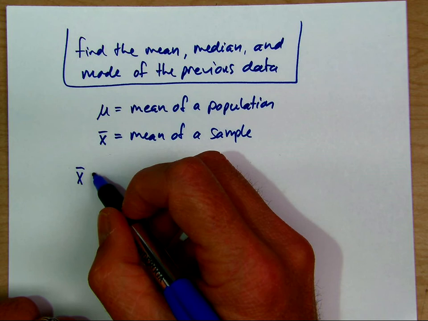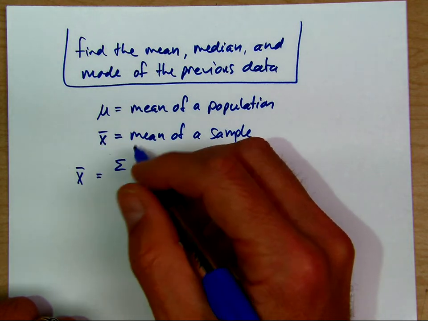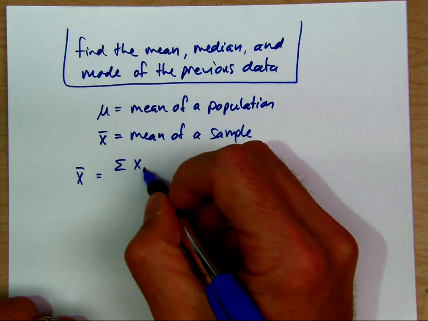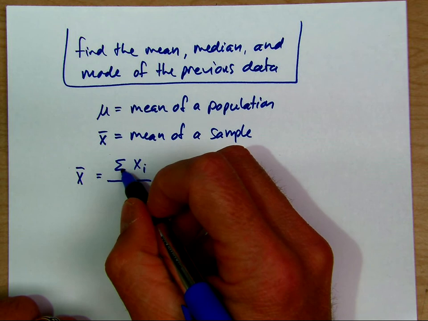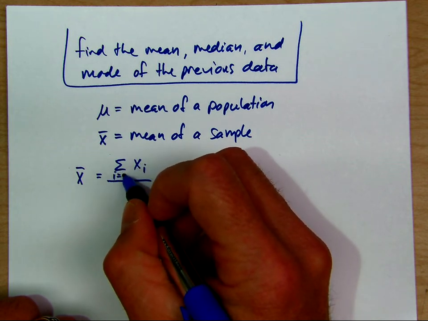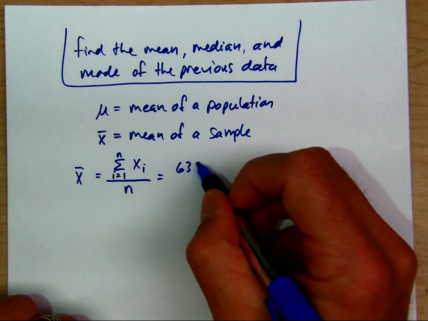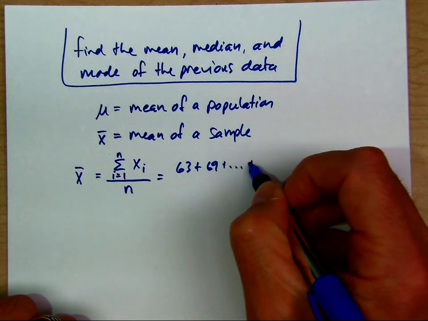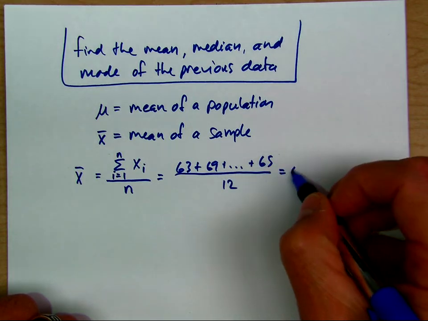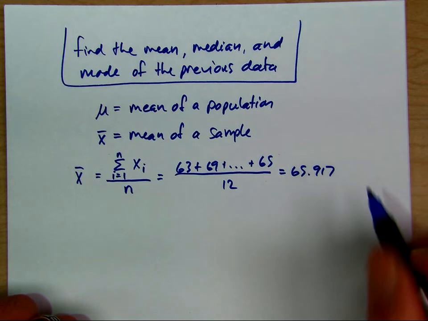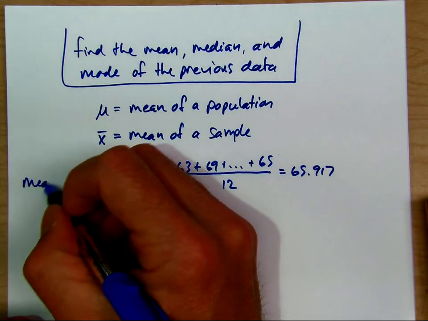So to find the mean, we already know how to do that, but why don't we look at some of the notation. If you looked up statistical formulas, they use sigma, and it's going to say add up all the x values from i equals 1 to n and then divide by n. But we know that just means 63 plus 69 plus add up all of the values from the previous problem, and we get 65.917. So that's the mean.